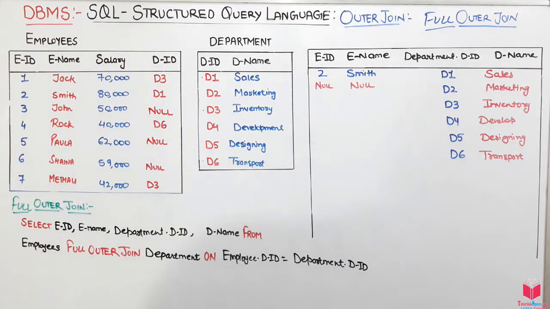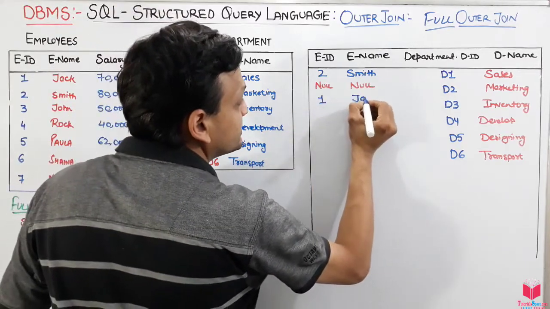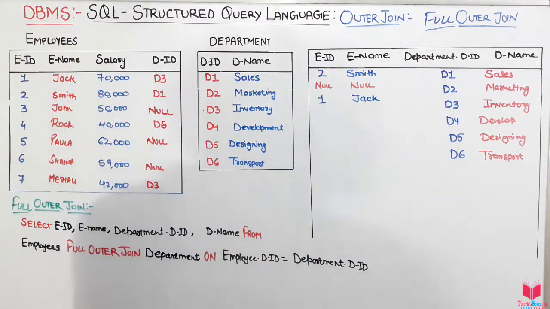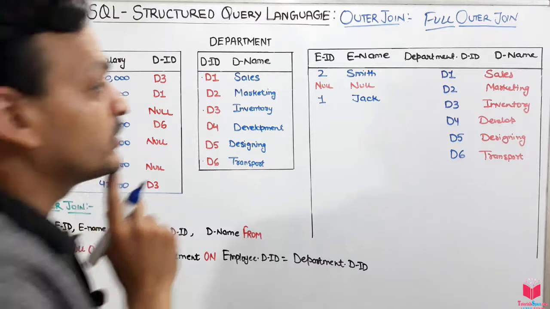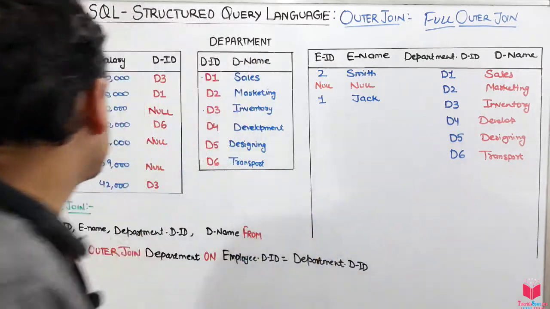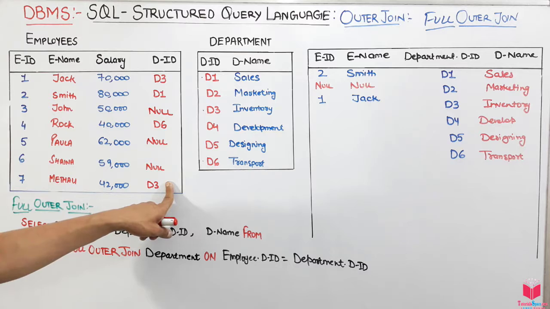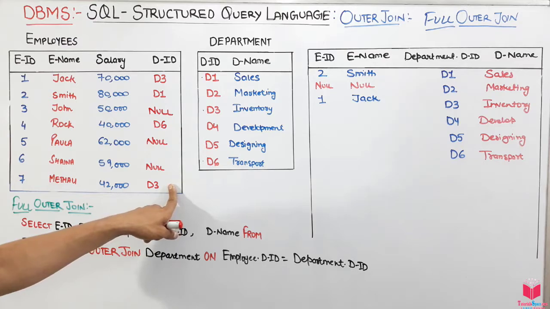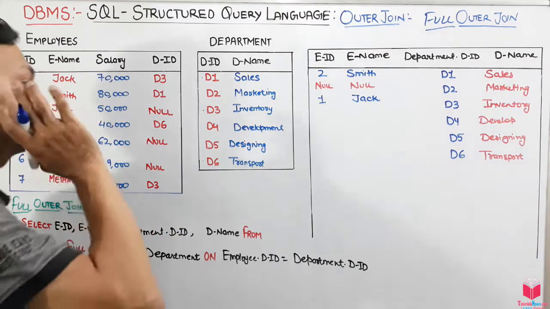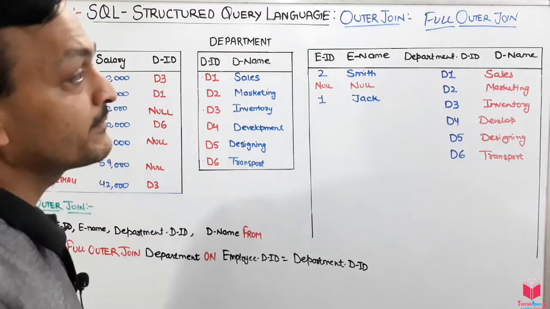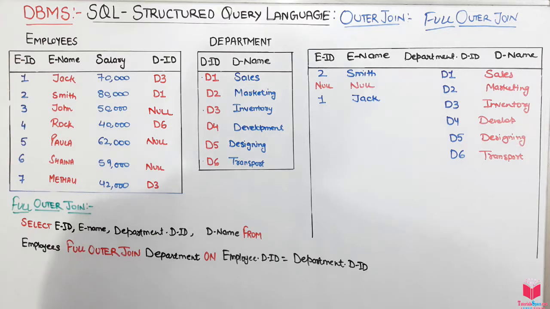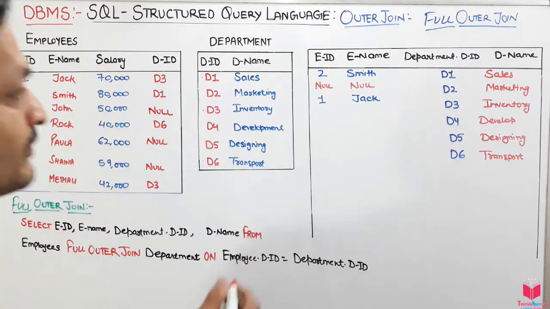After that, D3. Let me check D3. Here is D3, the value is 1, and after that, Jack. Please remember, we don't have to write the other rows right now because we are considering the right side table, so we skip them for now. After that, the inventory, sorry, for D4. Is there a D4 here? No. So we will write null here.